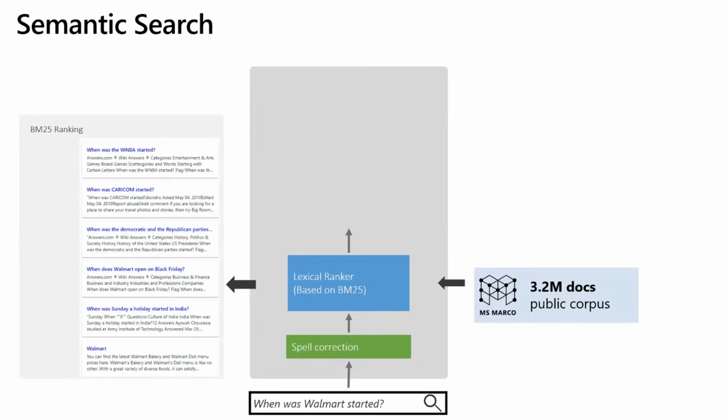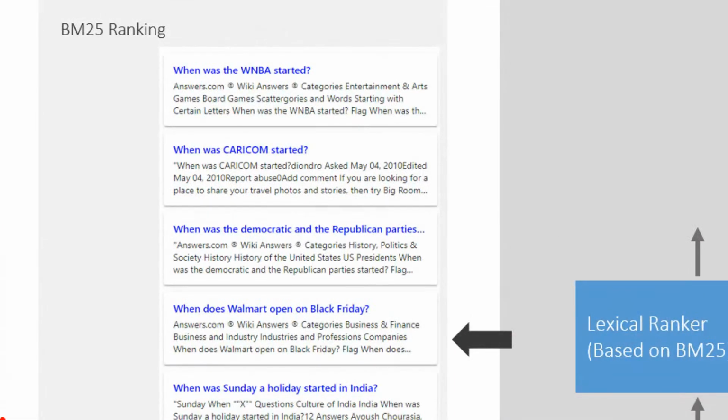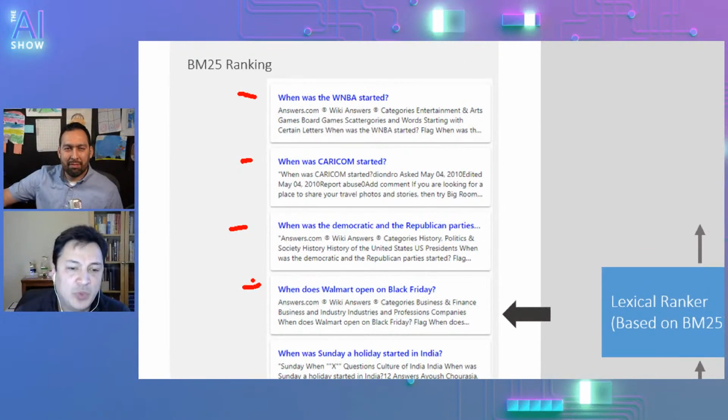This is the type of documents that I get. Results like when was the WNBA started? When was CARICOM started? When was the Democratic and Republican Party started? A bunch of documents in this corpus that have when was and started in the title. This one is interesting, right? When does Walmart open on Black Friday? It has the term Walmart. I imagine somewhere in there it may say things like Walmart starts its business hours at 7 o'clock in the morning on Saturdays or something like that. But it's not what we need semantically.